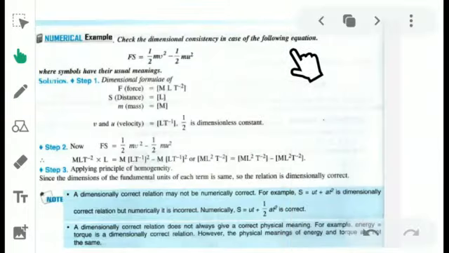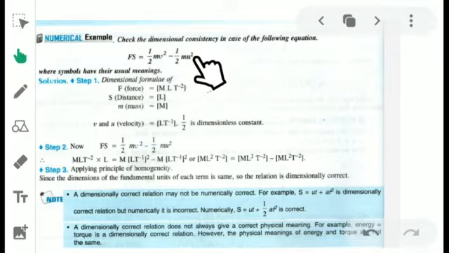Let us see this example. Check the correctness of the given equation. Check the dimensional consistency in the case of the following equation. Here it is written F into S is equal to half mv square minus half mu square. This is the work energy theorem equation only. Let us see whether it is correct or not.